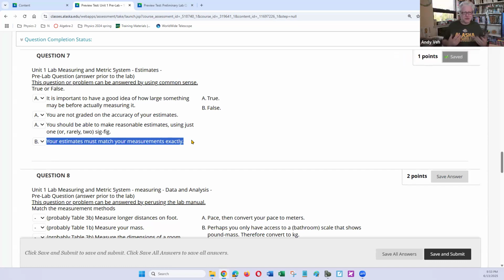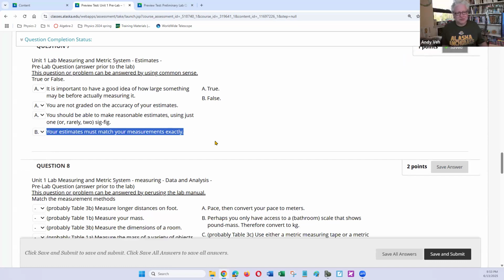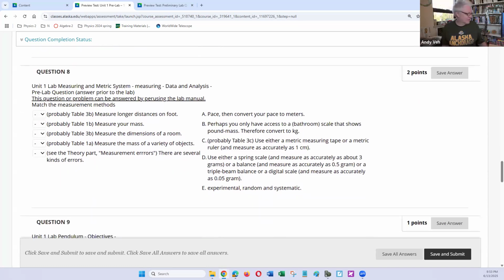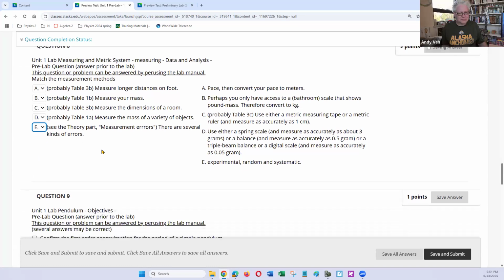The estimate is supposed to give you a good idea of what you're supposed to measure, but it doesn't have to match measurements exactly. When you look carefully at the Lab 1 manual for the metric system, you can find these, and they should be in the correct order here.